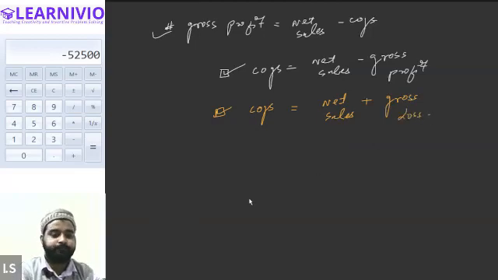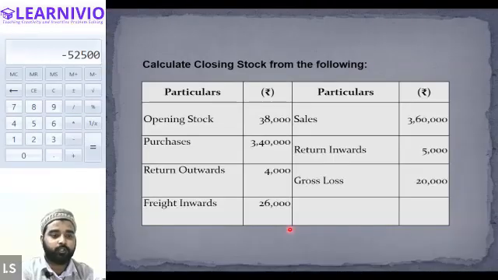Is it clear now? Yes, sir. So in this question, you need to find out the value of the closing stock, but instead of gross profit, we have gross loss given in the question. So what do we do in this question? How do we calculate it?